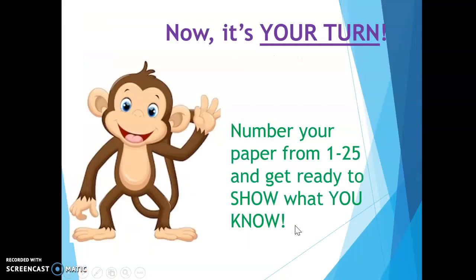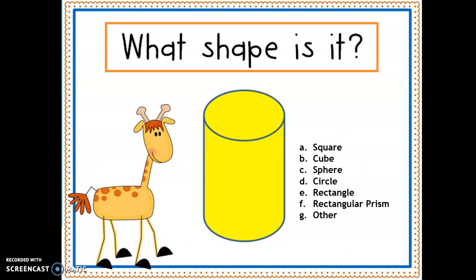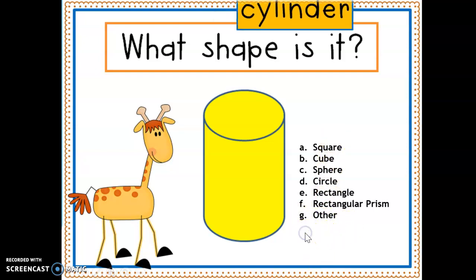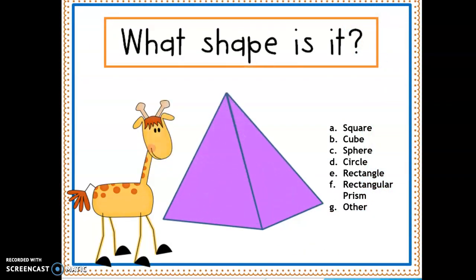Now, if you want to, you can number your paper 1 through 25. But if you would like to, you can just guess in your head and we'll see if you're right each time. So we have a picture of something. Take a look at our choices over here and decide which one of these is this shape. I'll give you about 3 seconds. And this shape is actually not listed. It would be G, other, and it is a cylinder, like a can of soup or a soda can.